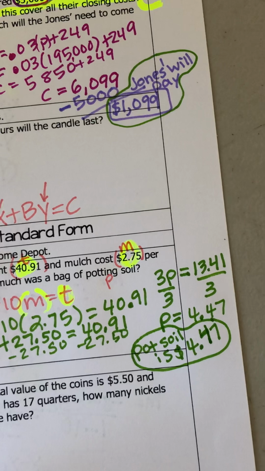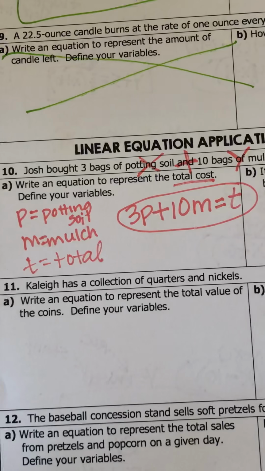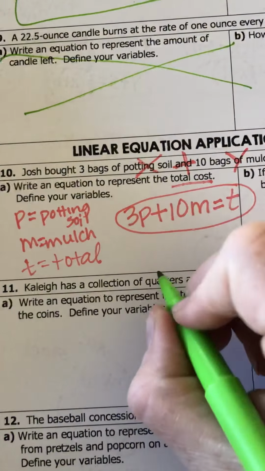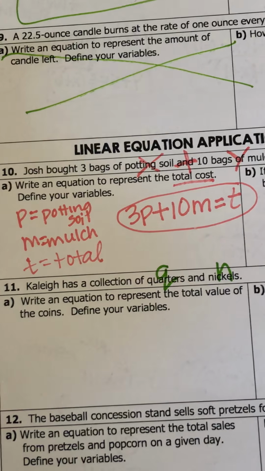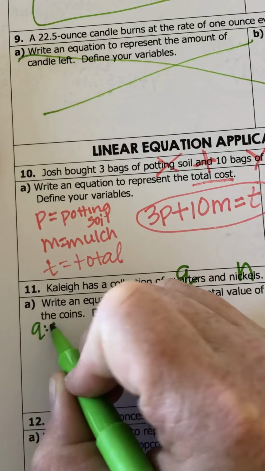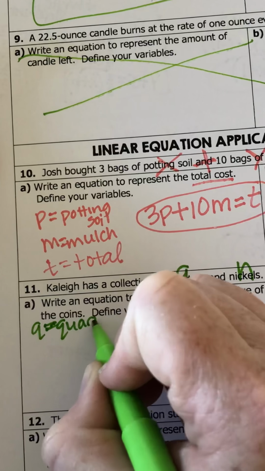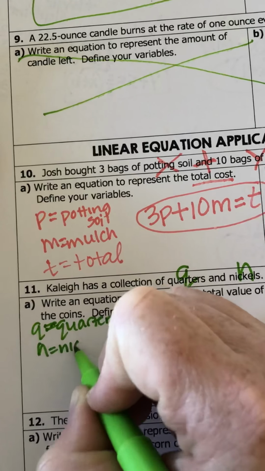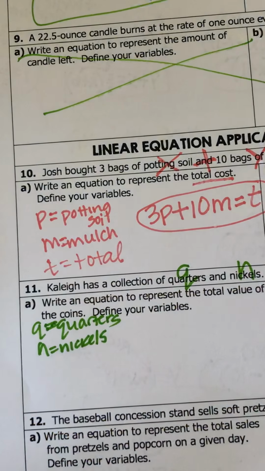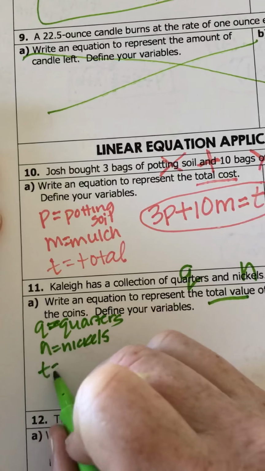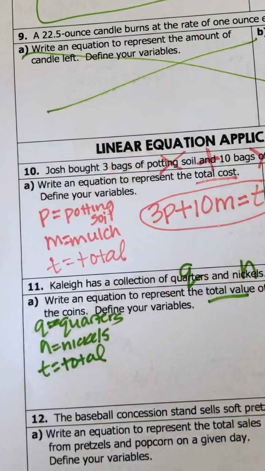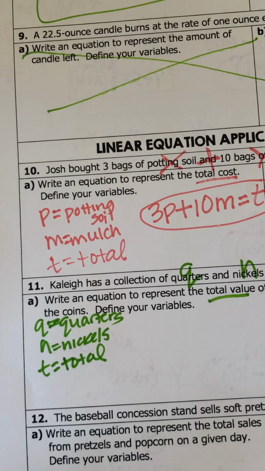Number 12 is very, very similar, so I'm going to skip that. Let's do 11. Last one here. Kaylee has a collection of quarters and nickels. Write an equation to represent the total value of the coins. Define your variables. So quarters, let's be Q, nickels, N. Those are defined. Now we've got to represent the total value. So let T be total, okay? And that's all we're given.